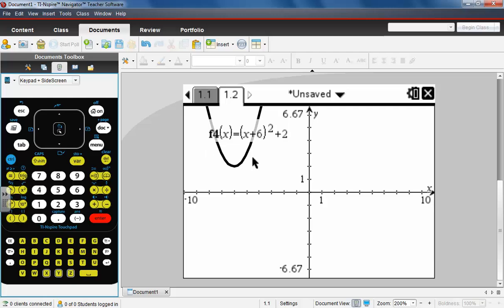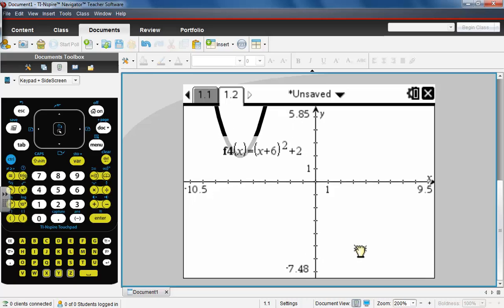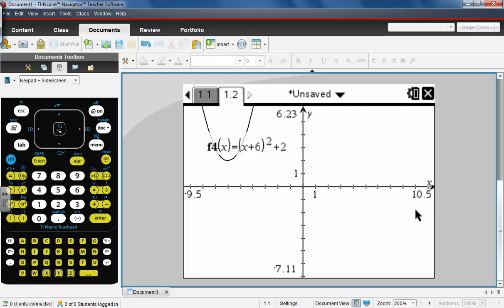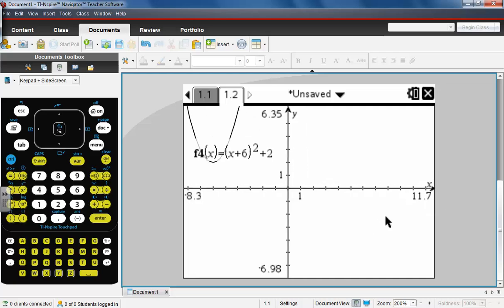So here's my graph right here. Now the thing is, with an inverse, it's reflecting over this line, but it has to be a function. If I reflected this over the line, what I would get would be a parabola, a horizontal parabola here, and so that's not a function, and so we're going to have to restrict this somehow.